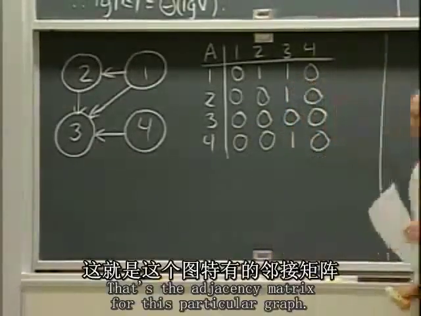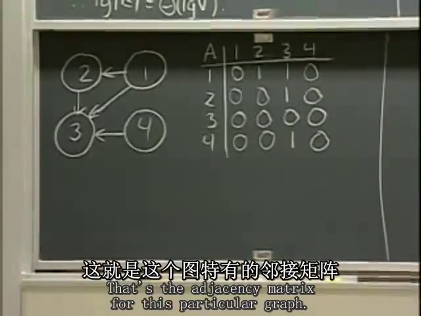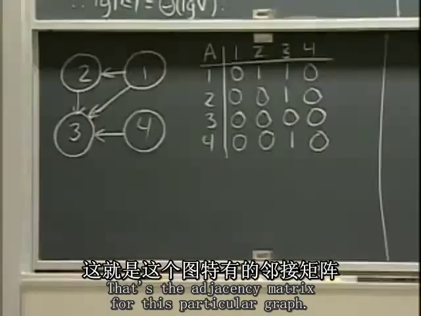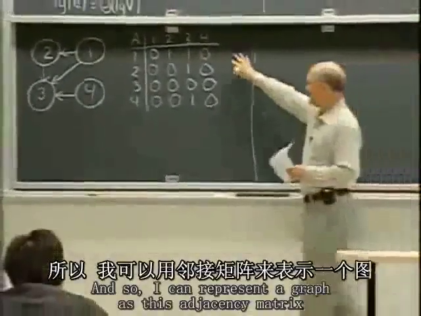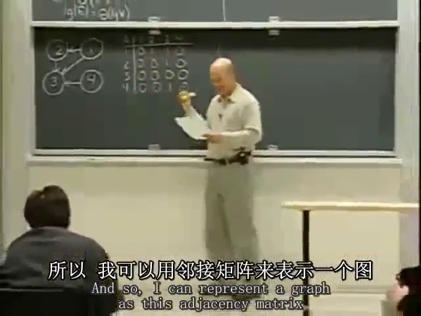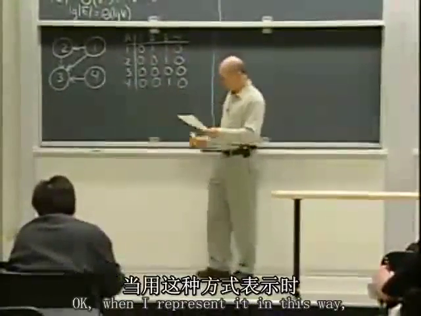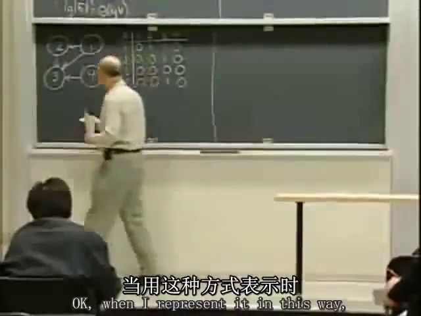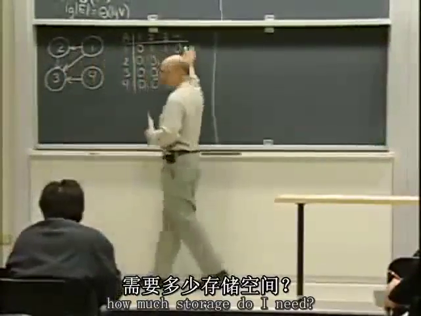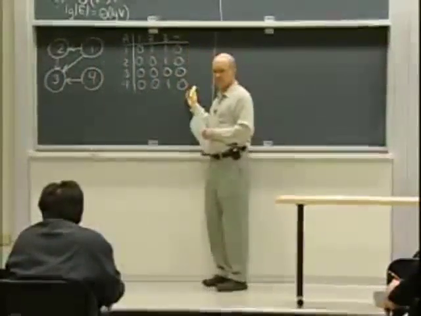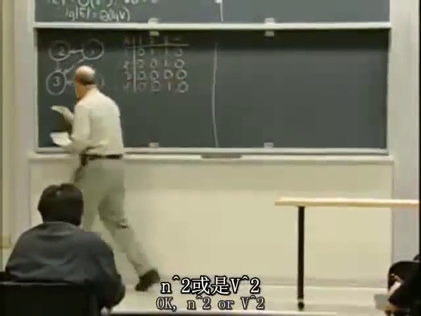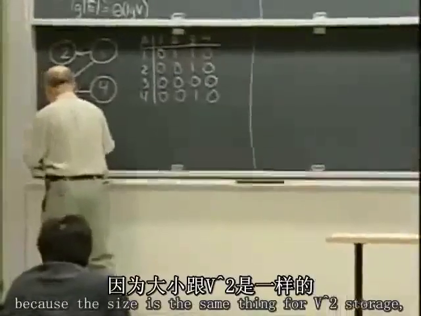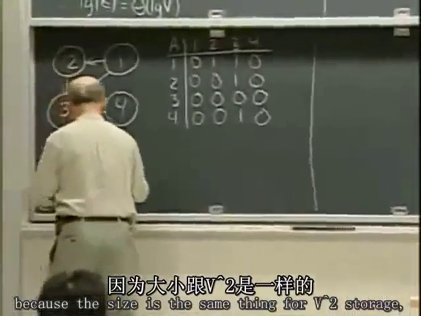So that's the adjacency matrix for this particular graph. Okay? And so I can represent a graph as this adjacency matrix. When I represent it in this way, how much storage do I need? Okay, n squared or v squared, because the size is the same thing, for v squared storage.